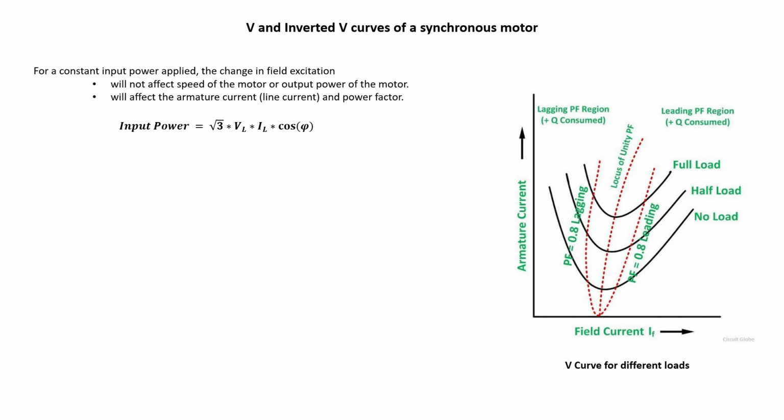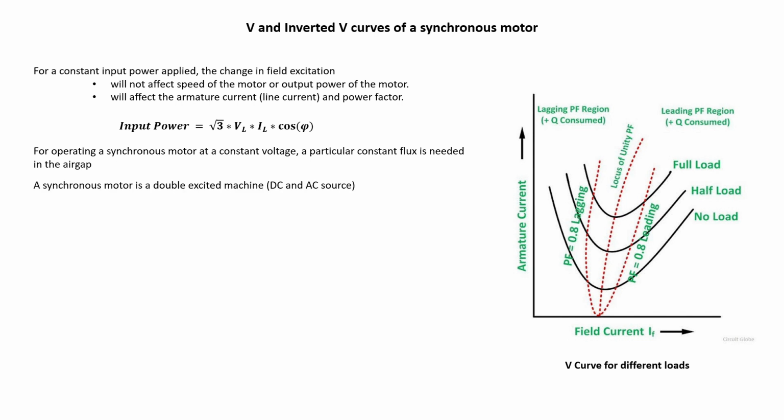This is the V curve of the synchronous motor at different loads. As you can see, this is the no load V curve and this is the full load V curve. For operating a synchronous motor at a constant voltage, a particular constant flux is needed in the air gap. Synchronous motor is a double excited machine. Synchronous motors are excited by DC source as well as the AC source. The flux due to DC as well as the AC source cooperate in establishing the required flux.